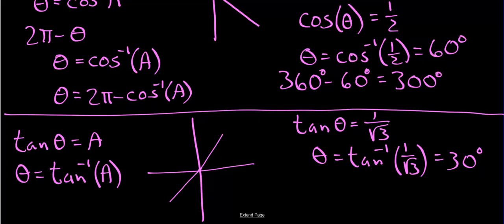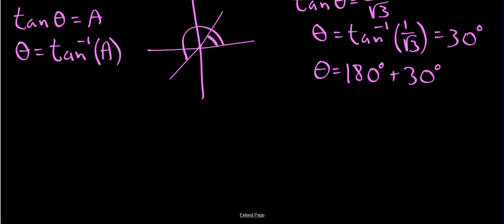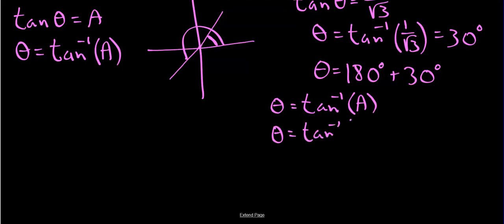So think about it. We need this angle right here to go around like this over here. Well, theta is going to equal 180 plus 30 in this case, right? Because these angles match up. So generally speaking, what we're going to have is that theta is going to equal inverse tangent of A, and theta is also going to equal inverse tangent of A plus 180.